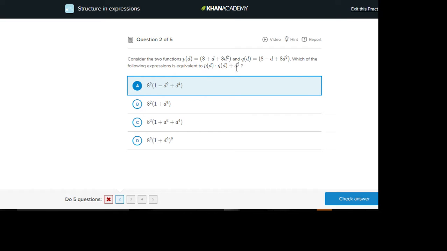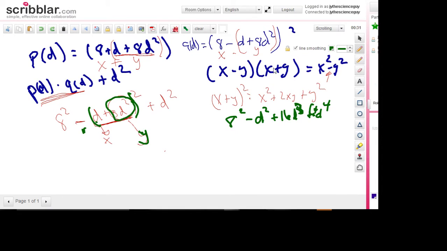Minus d squared plus d squared. It's got to be A because I don't see how you're going to subtract that out. Because if I add d squared to this, that d squared is going to go away. Oh, plus d squared. Those two cancel. Oh, okay. Sorry. So you get 8 squared plus 16d plus 64d to the 4, right?